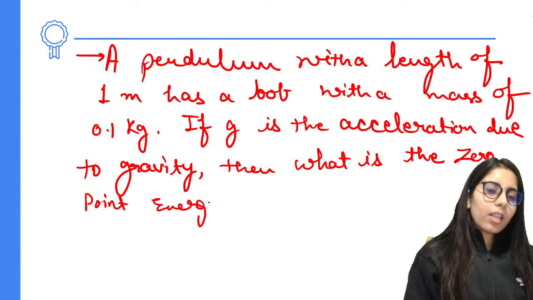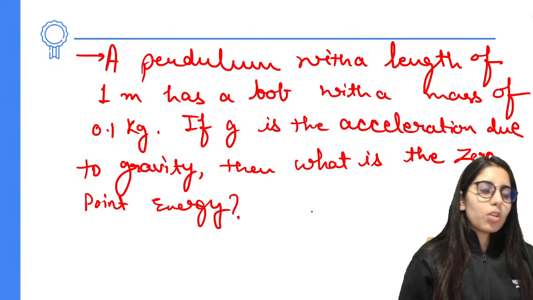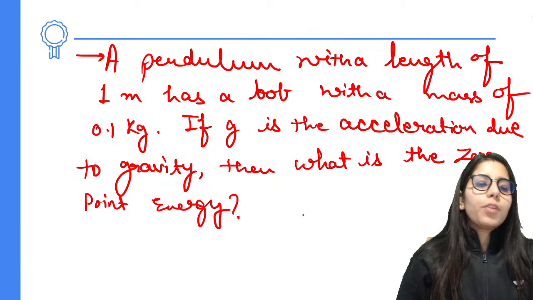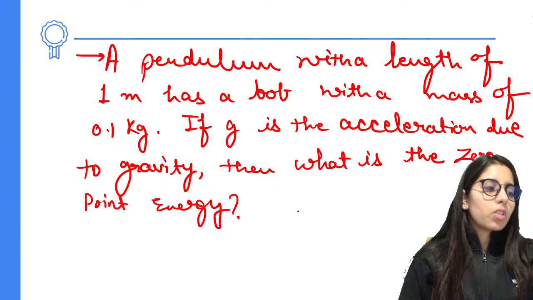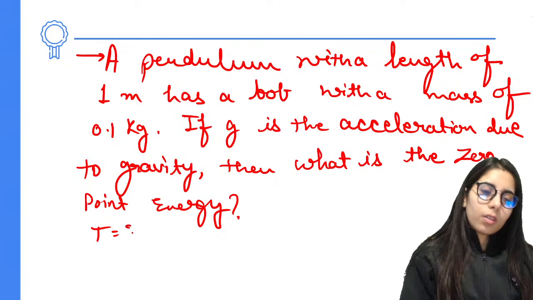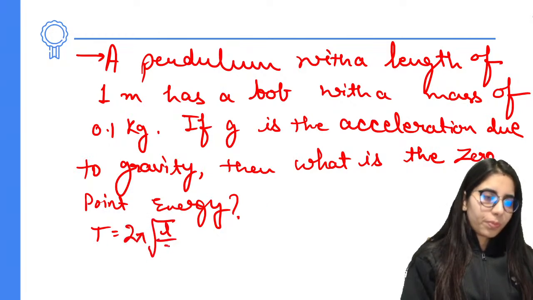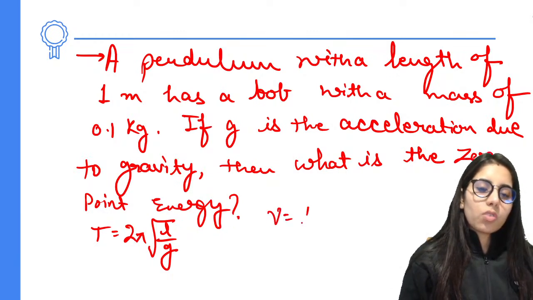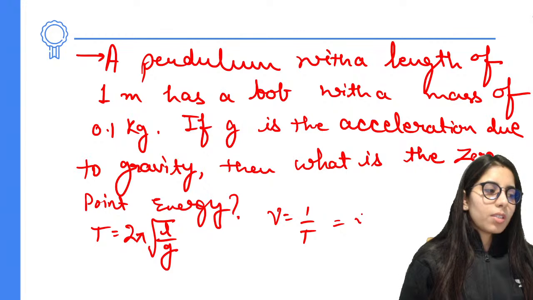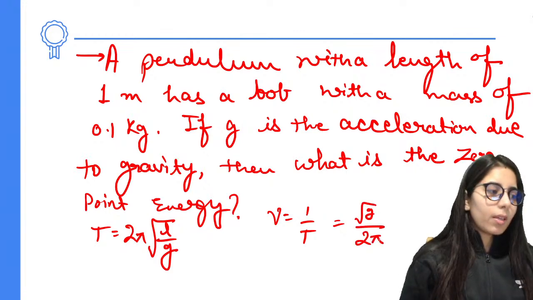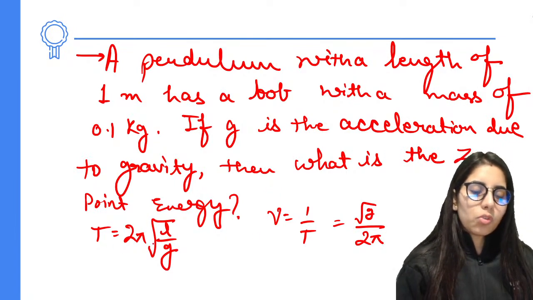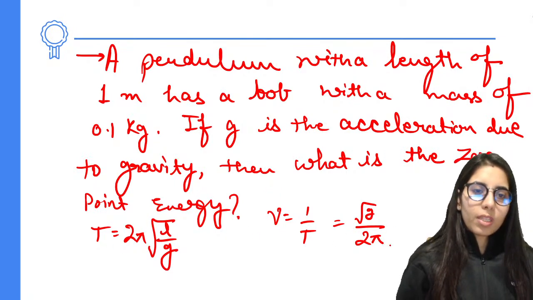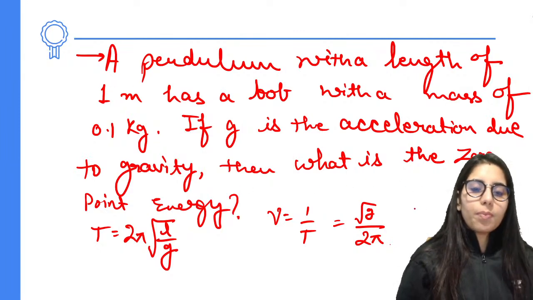If you know about it, you can work on this part, and whatever your answer was, you can mention it. We know that the time period in the case of a pendulum is 2 pi root L upon g. And we know frequency in general is 1 upon time period. So when you consider that, it will be root g upon L divided by 2 pi. If L is 1 meter, you can simplify this part after putting the L value.